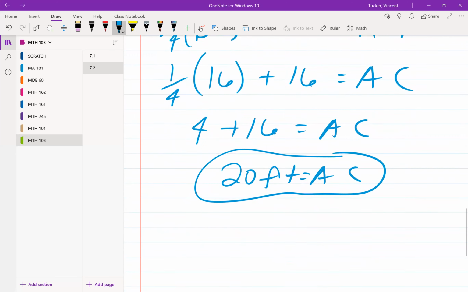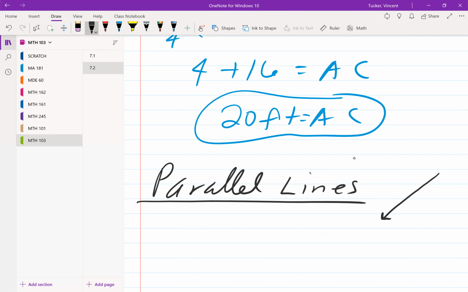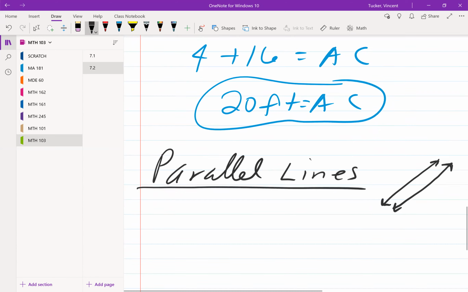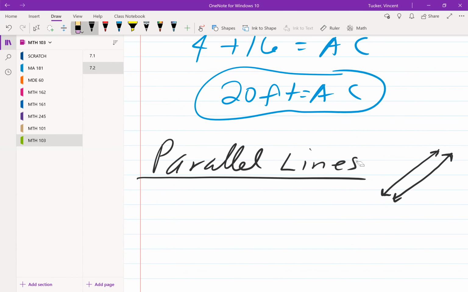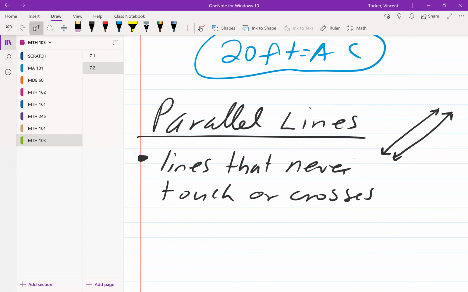All right, let's look at some relationships here, geometry relationships. That line is a little sketchy. Okay, try to do that best way I could. Parallel lines. Yeah, so it should be lines that never cross. We're not talking about slopes. So lines that never touch across.